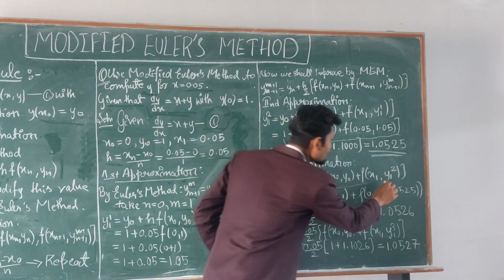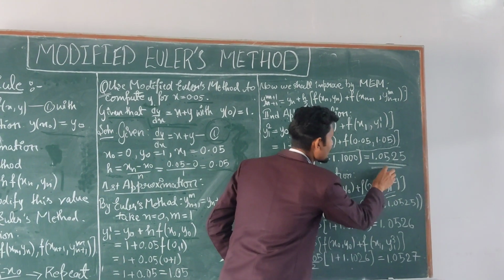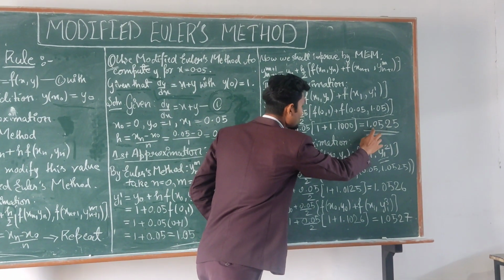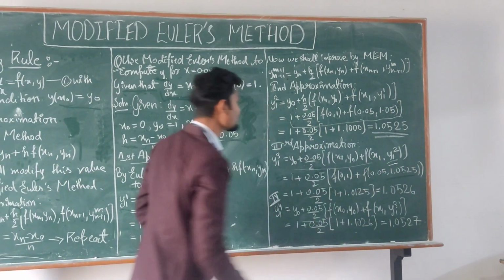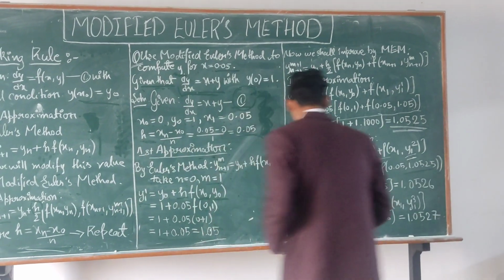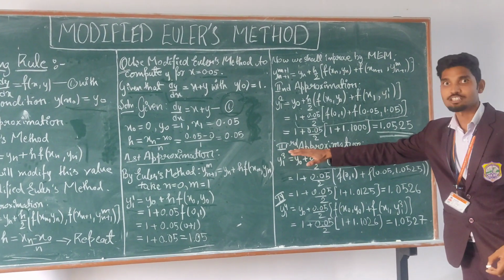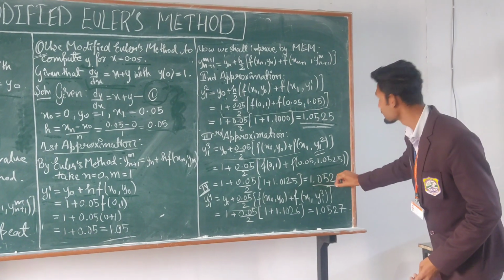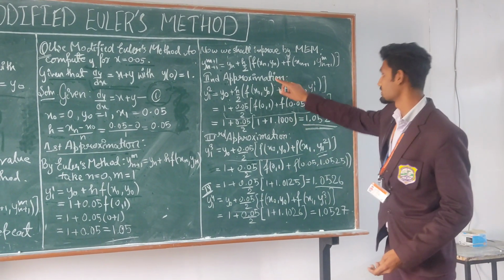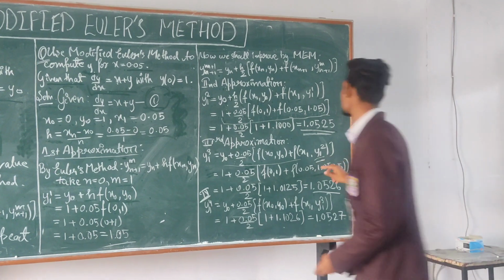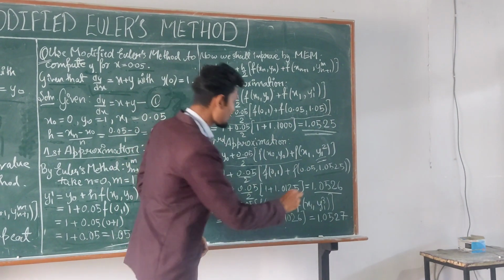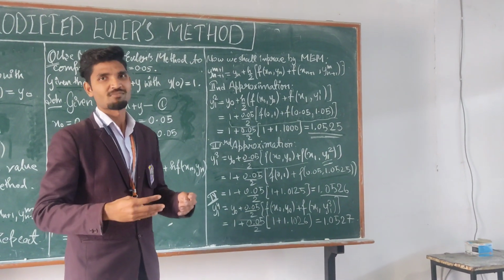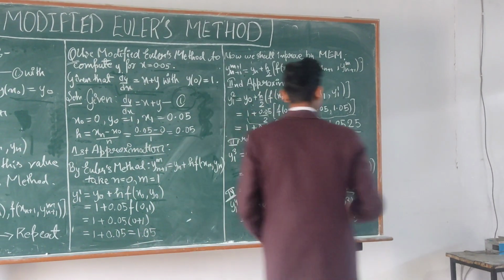In the third approximation, this is simple because up to here the values are the same. Only the value of y1 is updated, which we just found. So put the value of y1 in here, and the rest is the same. By putting in the value, we get the third approximate value, which is 1.0526. Comparing the second and third approximations, 1.0525 and 1.0526 are nearly equal, but we will see whether they can be equal or not.